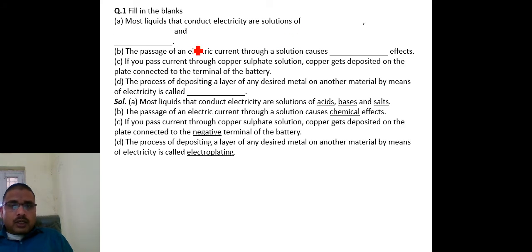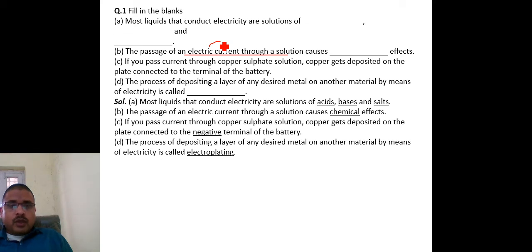The passage of electric current through a solution causes a chemical effect. If there is a solution and electricity is passed through it, what is the combination between these two? When electricity is passed through the solution, a chemical effect is created.